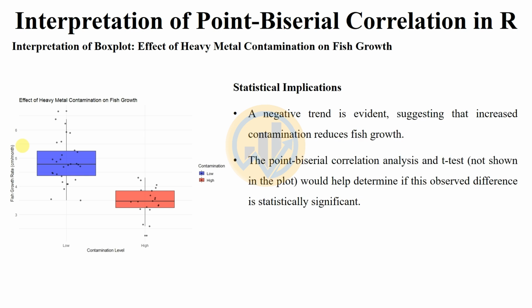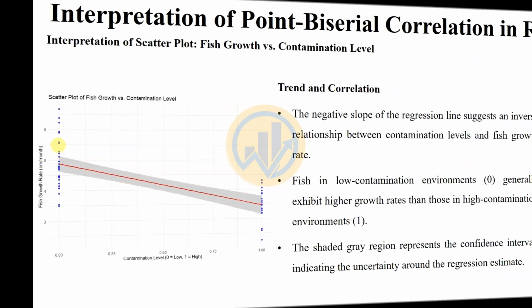The statistical implications: a negative trend is evident, suggesting that increased contamination reduces fish growth. Point-Biserial correlation analysis and a t-test, not shown in the plot, would help determine if this observed difference is statistically significant.